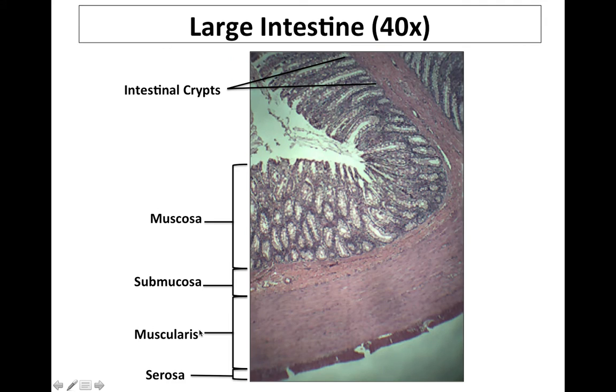So again, same thing here. Make sure you can identify this is the large intestine. You can also tell us it's the colon. You don't need to identify which region of the large intestine it is. And please make sure that you can identify the tunics as well as cell types and tissue types here of the mucosa.